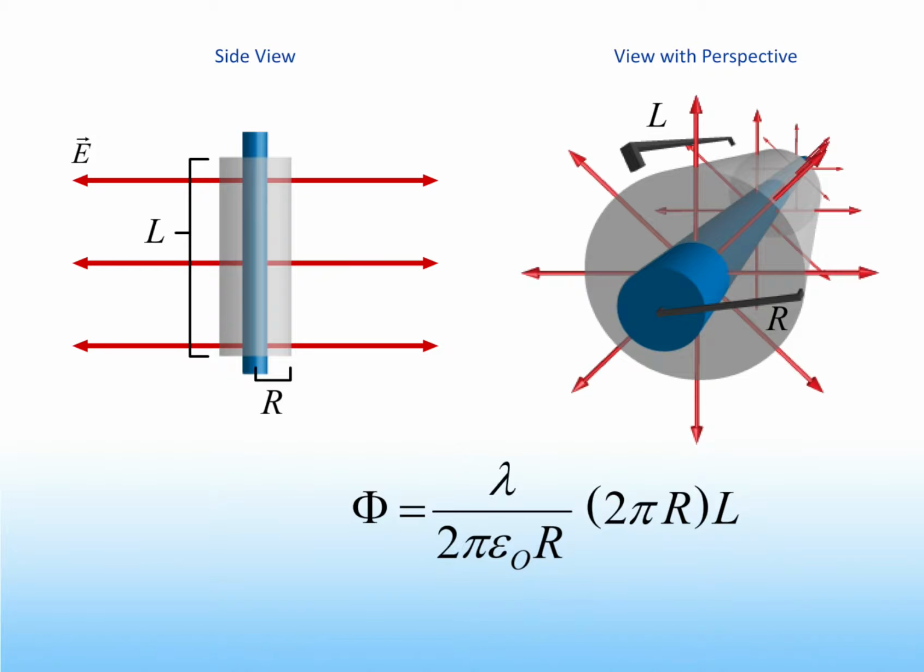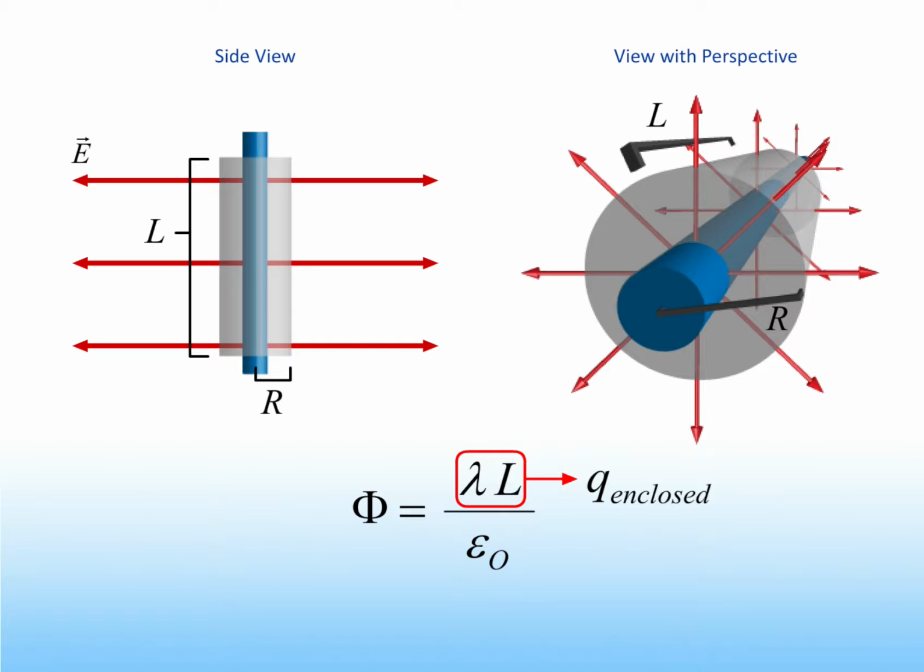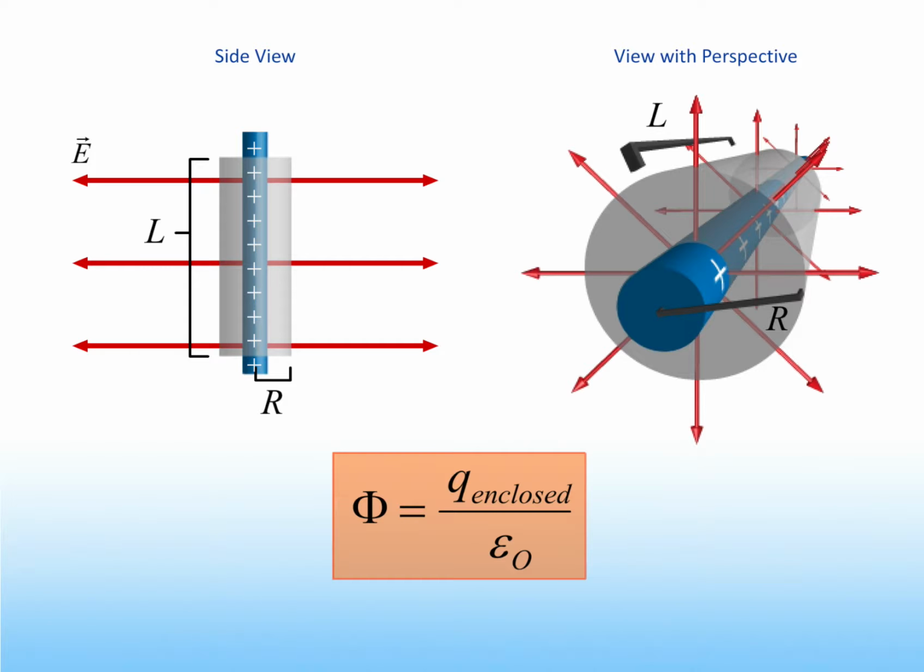When we substitute our expression for the electric field into our expression for the flux, we see that the flux through the Gaussian surface is just equal to the product of the charge density and the length of the barrel divided by epsilon naught. Now, since the product of the charge density and the length of the barrel is just the charge enclosed by the barrel, we recover Gauss's law, as promised.